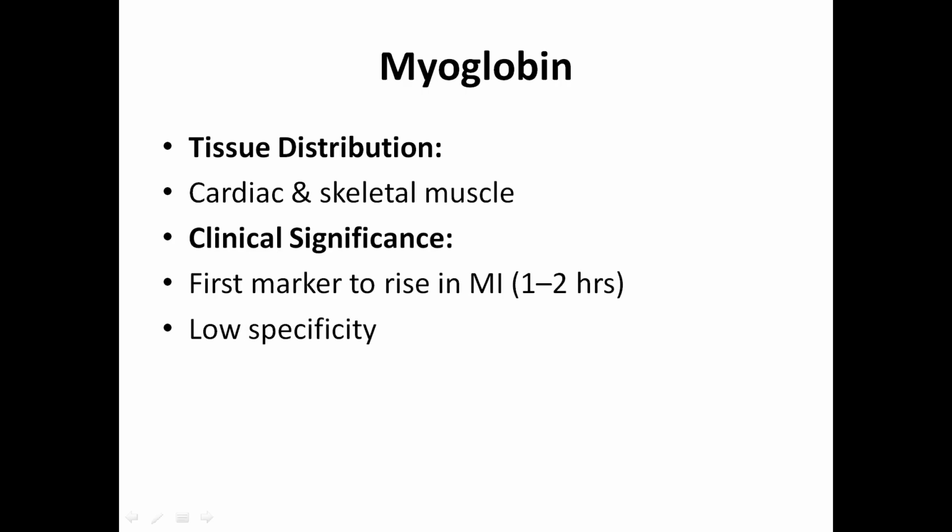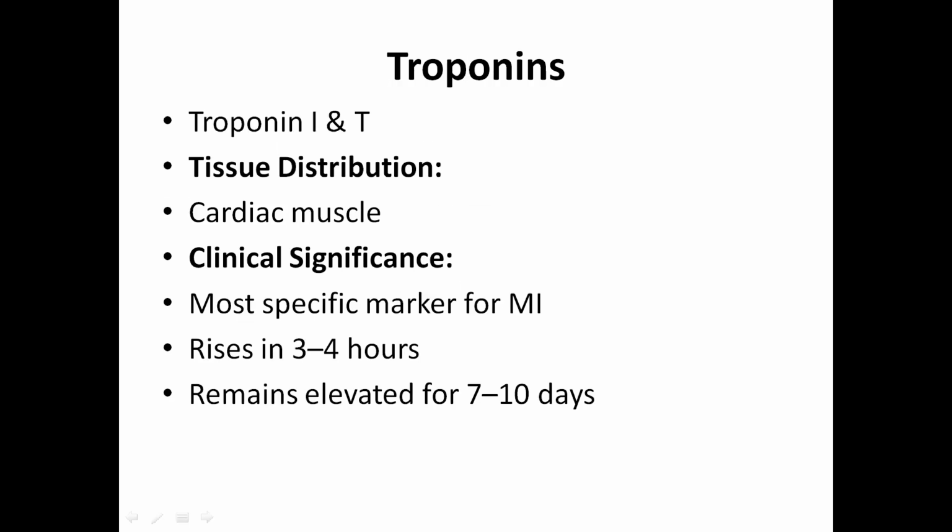Myoglobin is mainly found in the cardiac and skeletal muscles. What is the clinical significance of myoglobin? It is the first marker to rise in myocardial infarction. If the myoglobin level increases, it indicates myocardial infarction. Low specificity happens.